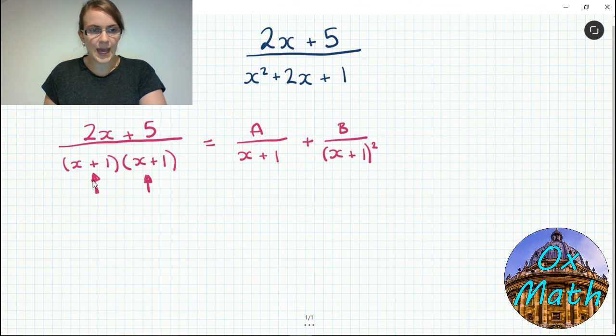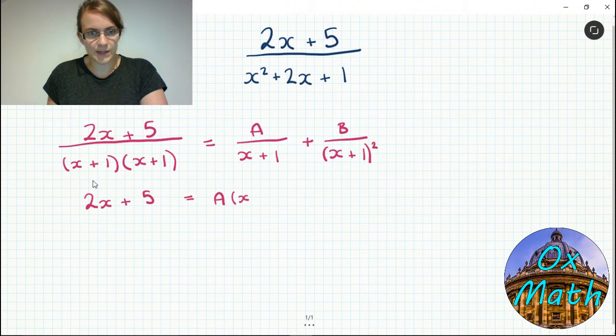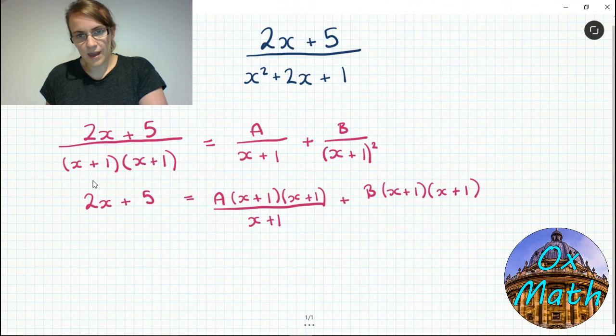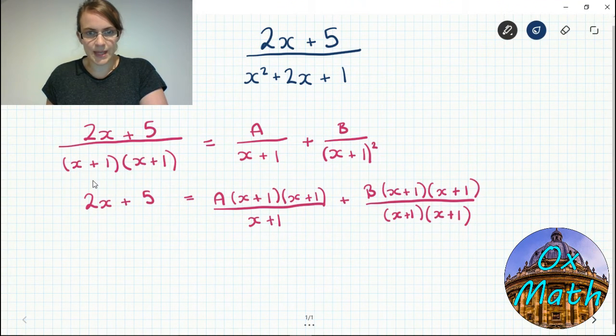So let's work through then and see what happens. So we follow the same steps as before, multiply through by the denominator of the left hand side, which leaves us with 2x plus 5 equals, I'm just going to write the full step out this first time. So we have A times x plus 1 times x plus 1, and that's still over x plus 1, and then we have B times x plus 1, and that is still over the x plus 1 squared, which is x plus 1 times x plus 1. Now hopefully you've noticed that one of the x plus 1's cancels in the A term, and both of the x plus 1's cancel in the B term.